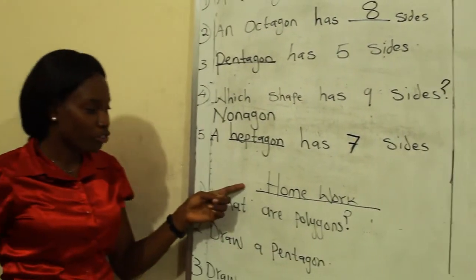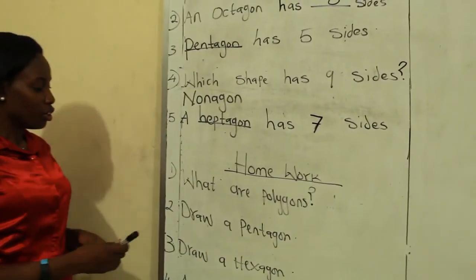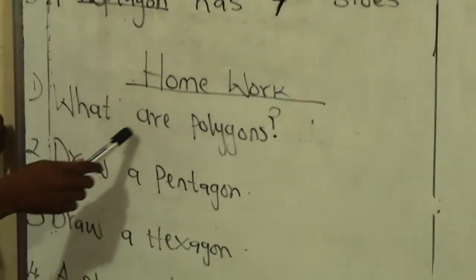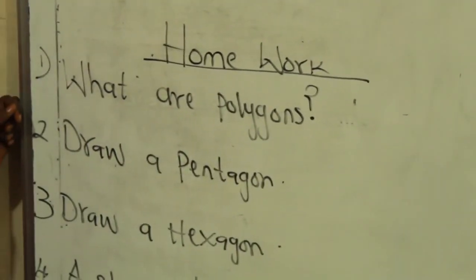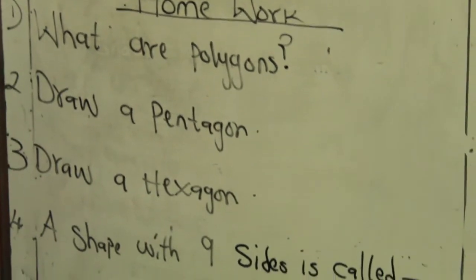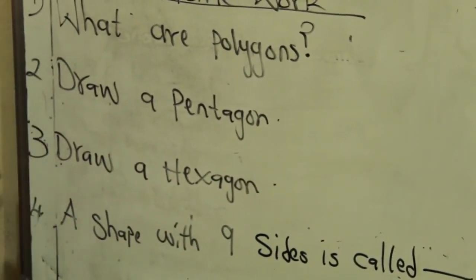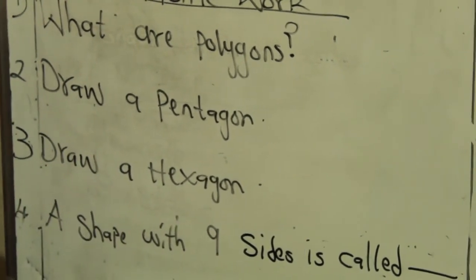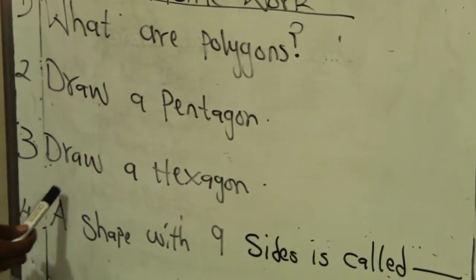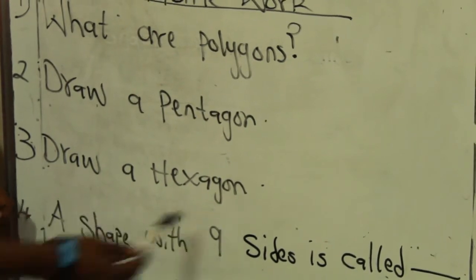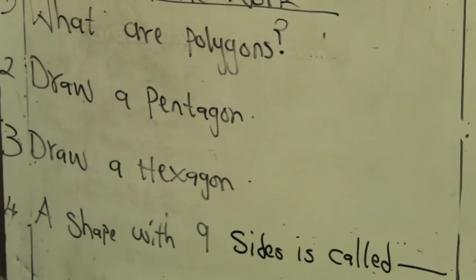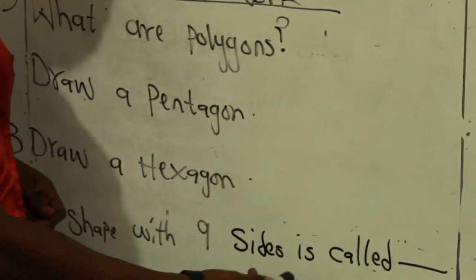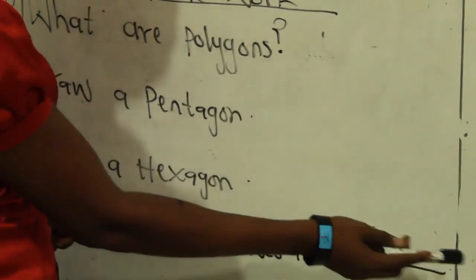Now I have homework for you. Your number 1 homework says, what are polygons? You write the meaning of polygons. And number 2, you draw a pentagon. Number 3, draw a hexagon. And number 4, a shape with 9 sides is called dash.